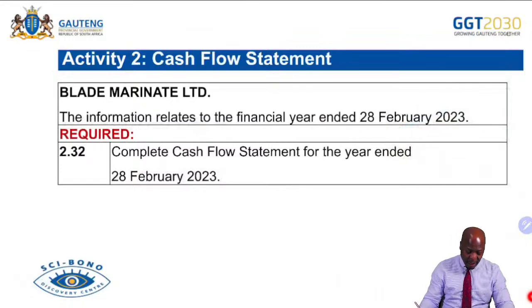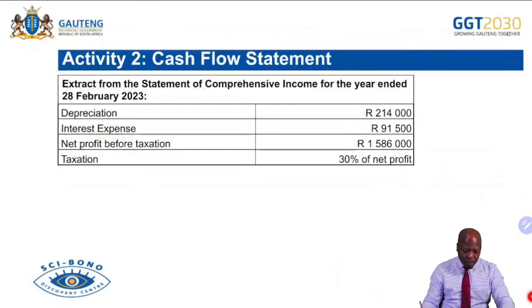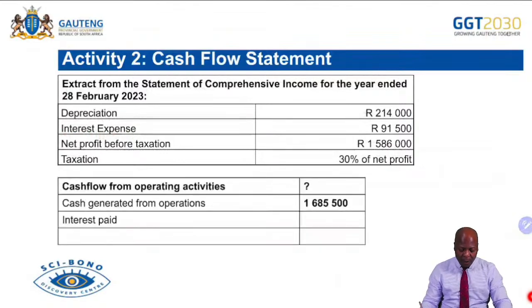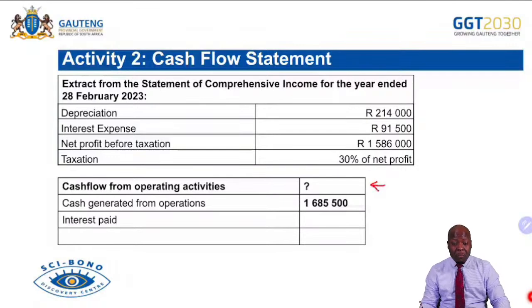The question reads, Blade Marinate Limited, remember, we're in the Limpopo prelim now. Blade Marinate Limited, the information relates to the financial year ended 20th February 2023. And then we're required to complete the cash flow statement for the year ended 20th February 2023. Okay. And then the first part that we're given is the extract from the statement of comprehensive income. So remember, the first part of the cash flow statement is the cash flow from operating activities. So this is what we want to calculate over here, where you see the question mark.